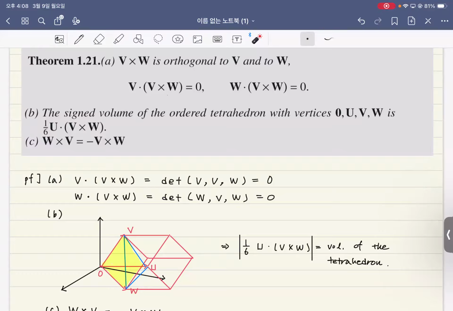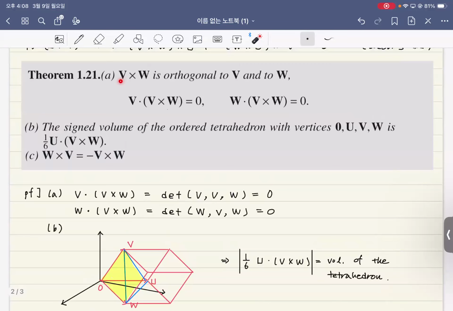But then which direction? The direction is also given by the right-hand rule. I would say this is the first vector, and this is the second vector. Raise your right hand, and say that this is the direction of your first vector, and curl your right hand towards the second vector. Then the direction that your thumb is pointing is going to be the direction of V cross W.